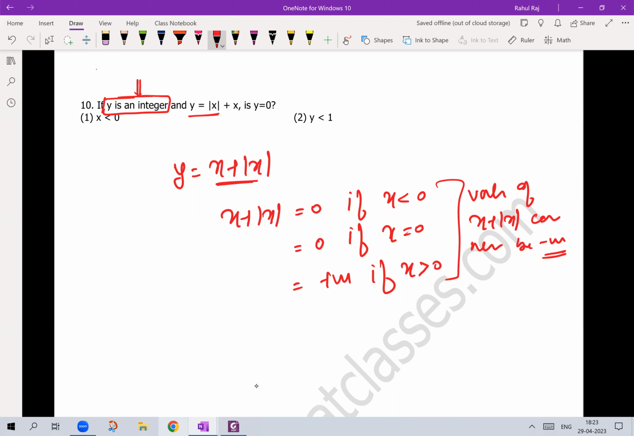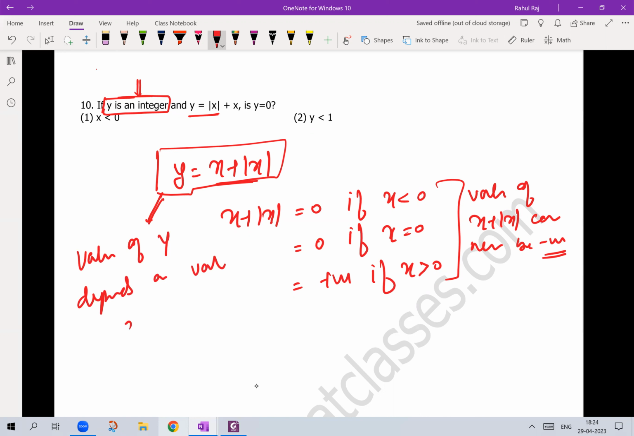Is this clear? And in the question, from the information I know, the value of y depends on the value of x plus modulus x. Straightforward logic. Now option number 1 says x is less than 0. For x less than 0, x plus modulus x is equal to 0, y is equal to 0, sufficient.